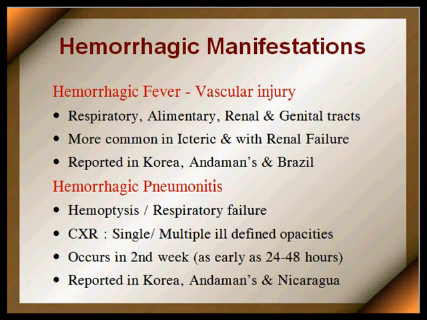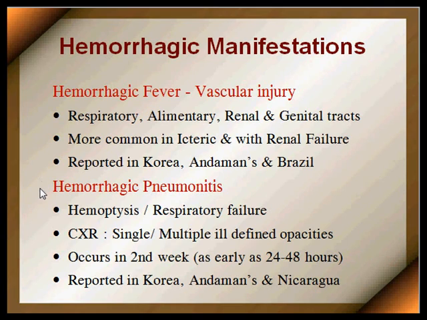Patients with severe disease may come down with hemorrhagic manifestations. Hemorrhagic fever due to vascular injury, vasculitis, as we have already seen, the main pathogenic mechanism in serious disease is small vessel vasculitis. Respiratory, alimentary, renal and genital tracts may show hemorrhage. More common in icteric and with renal failure, reported mostly in Korea, Andaman Islands and in Brazil.